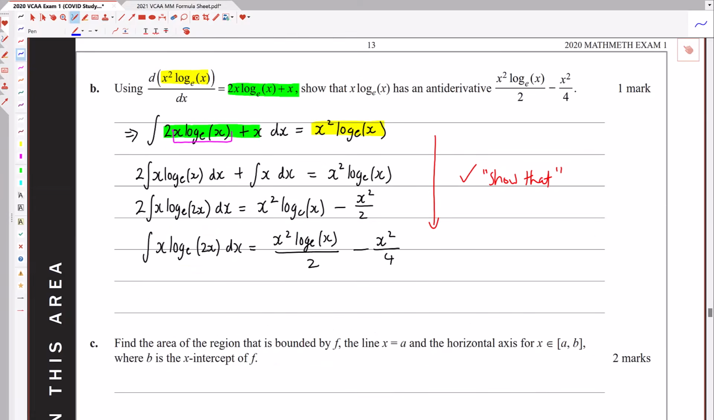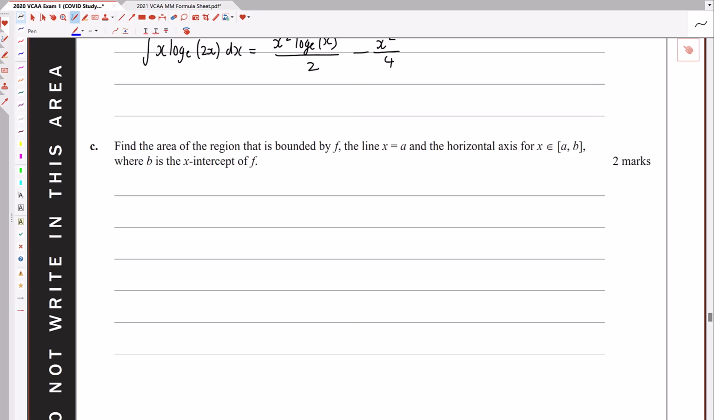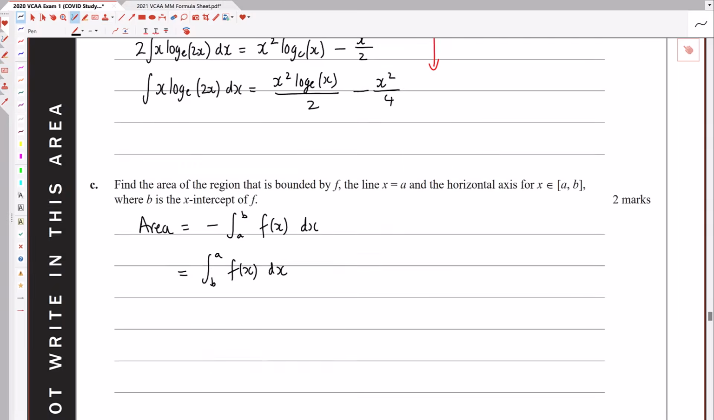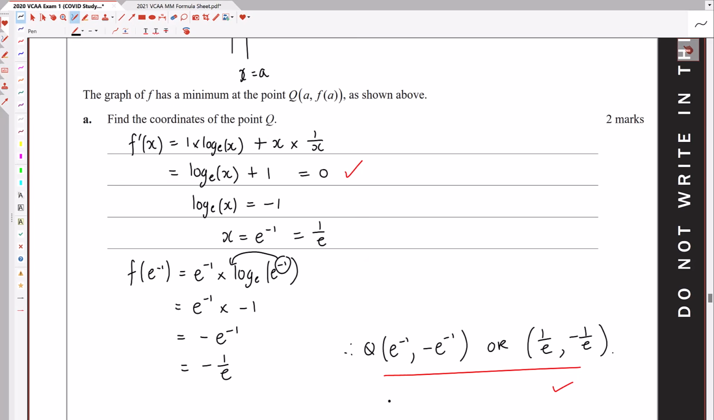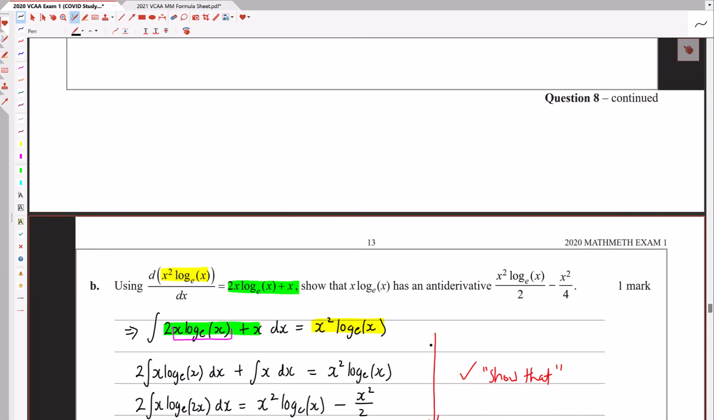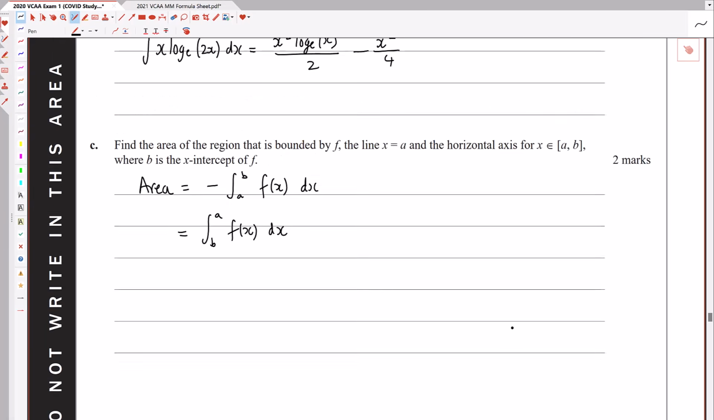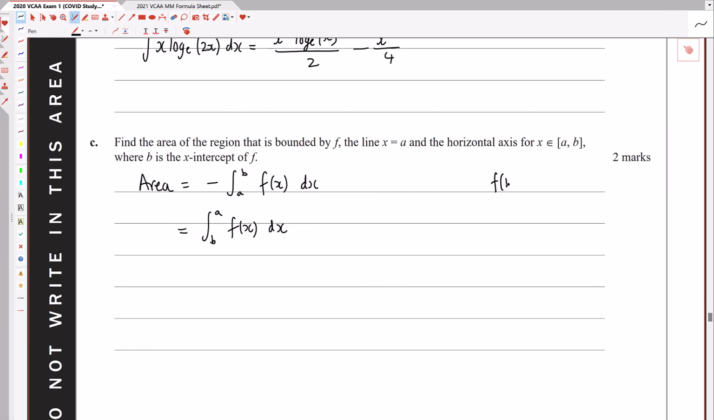So the area is the negative integral from a to b of f of x. I prefer, rather than doing negative integrals, to reverse the limits, from b to a of f of x. Now we already worked out a in part A. a is the x-coordinate of the turning point, which is e to the negative 1, or 1 on e. But we need b, which is the x-intercept. So f at b is 0.